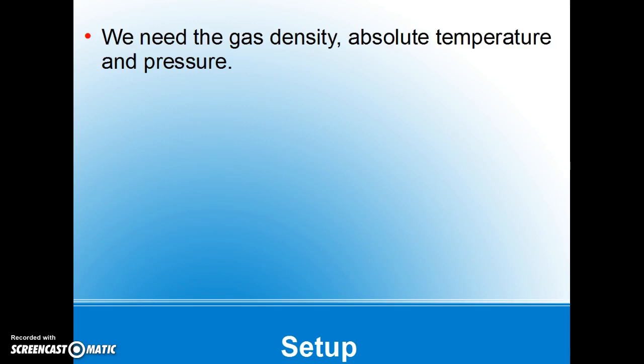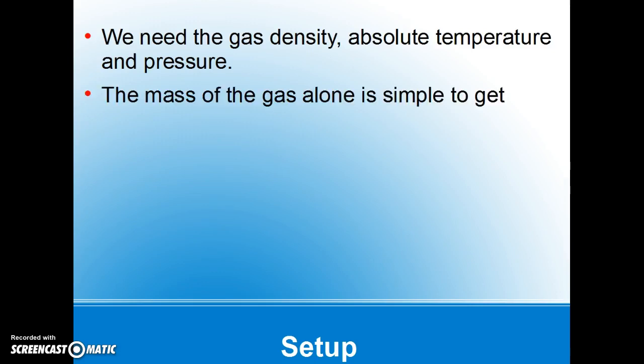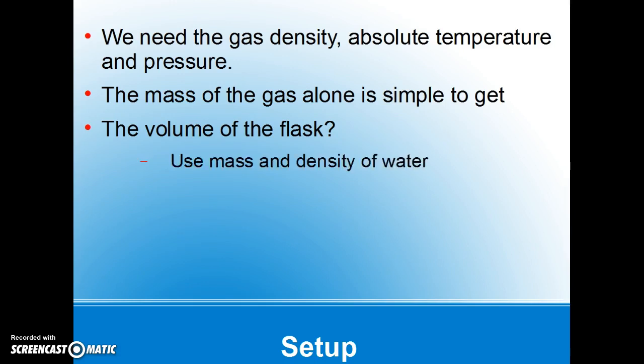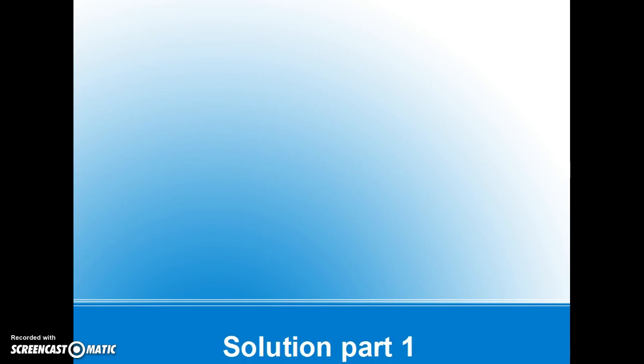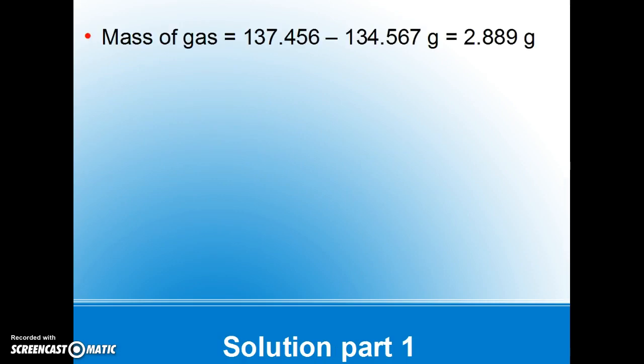We need the gas density, absolute temperature, and pressure. The mass we can get by simple subtraction. The volume now takes the use of the mass of the water and the density. The temperature, of course, is 31 degrees Celsius plus the conversion factor. And now we can solve the problem.